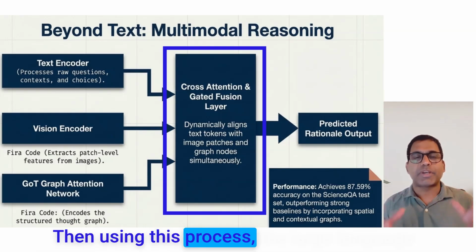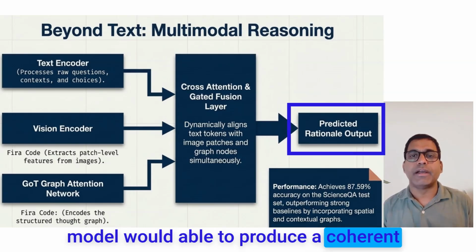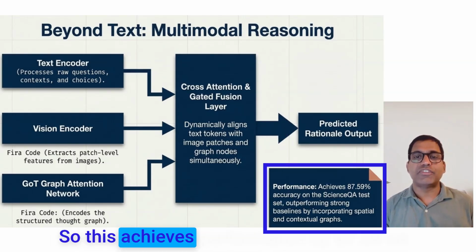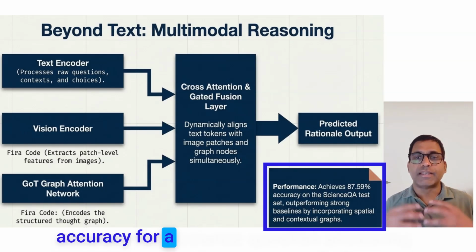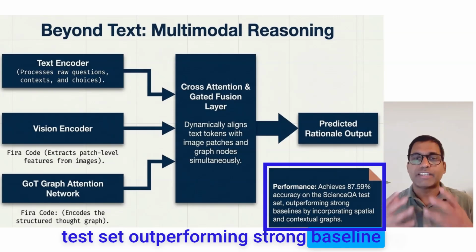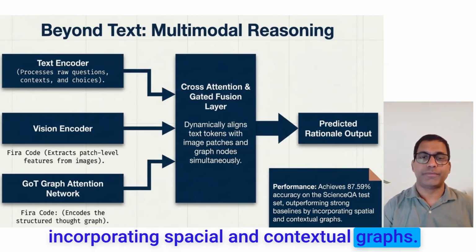Then using this process, the large language model would be able to produce a coherent and rational output for a given prompt. So this achieves a performance of 87.59 on accuracy for a science question answering test set, outperforming strong baselines by incorporating spatial and contextual graphs.